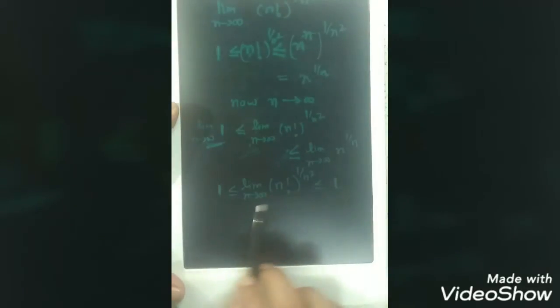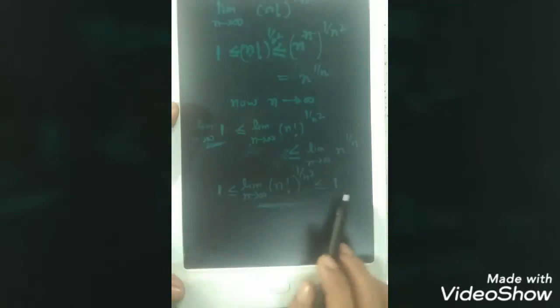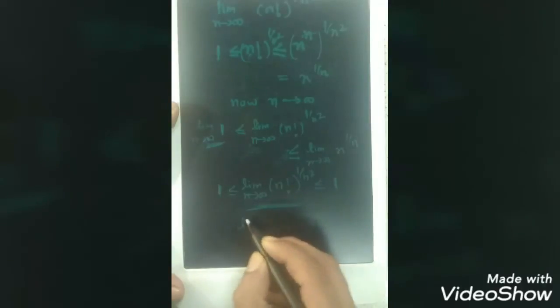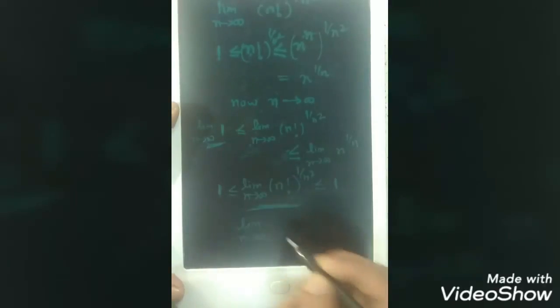So what comes to your mind? Obviously the sandwich rule. If my left hand side and right hand side limits are both the same, then the middle one has to be 1. Limit n tends to infinity n factorial raised to 1 by n square has to be 1. So this is by the sandwich theorem.